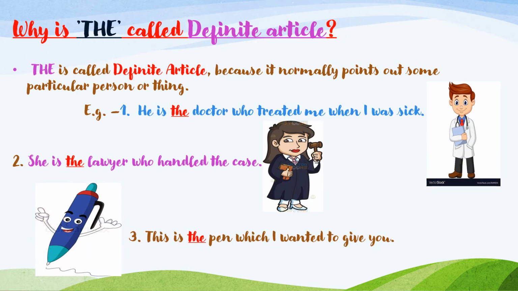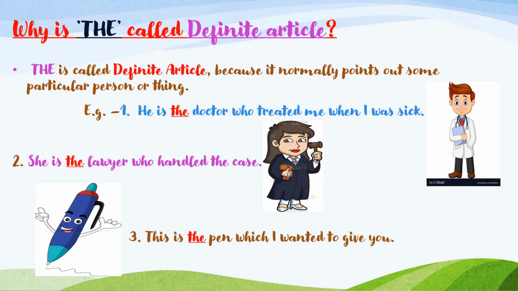Now let us see why the is called a definite article. Let us understand by its name. What is the meaning of the word definite? Let us try to know. Definite means exact, precise and specific. Usually we use article the to talk about specific nouns. Let's understand it through a few examples so it will be very clear for you.